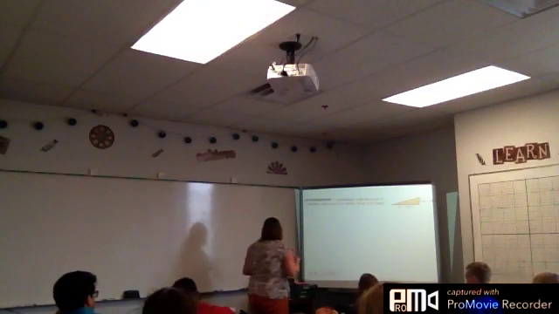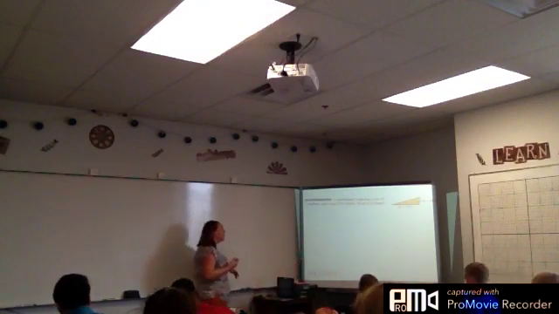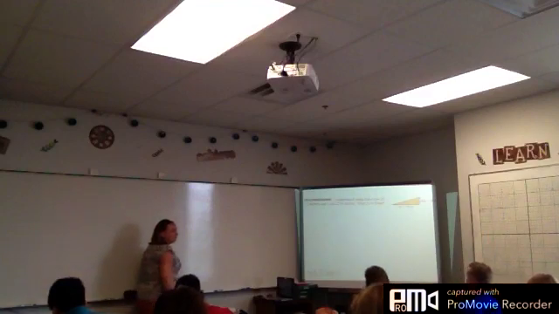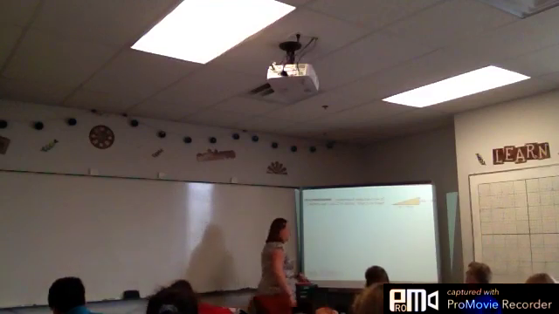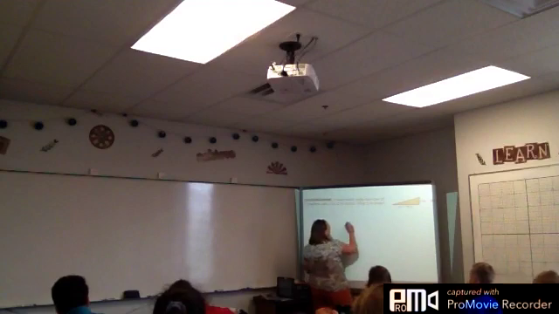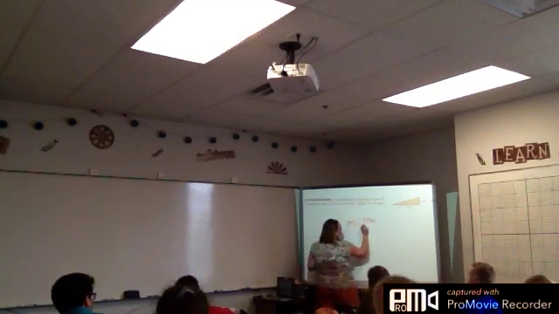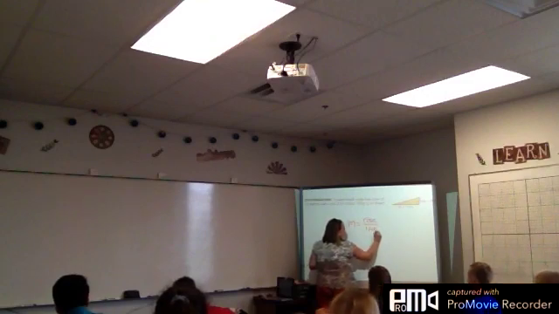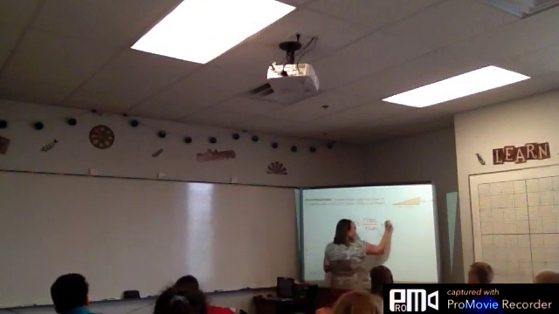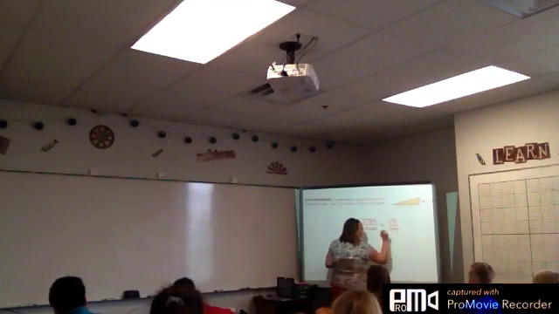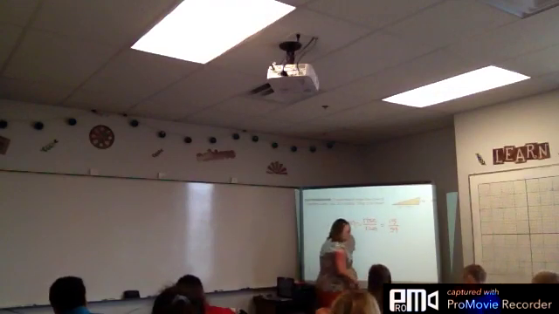A skateboard ramp has a rise of 15 inches, a run of 54 inches. What's its slope? What do I need to do? Rise over run. So I'm doing rise over run. What is rise over run in this case? Can that be reduced at all? No, so we just leave it.